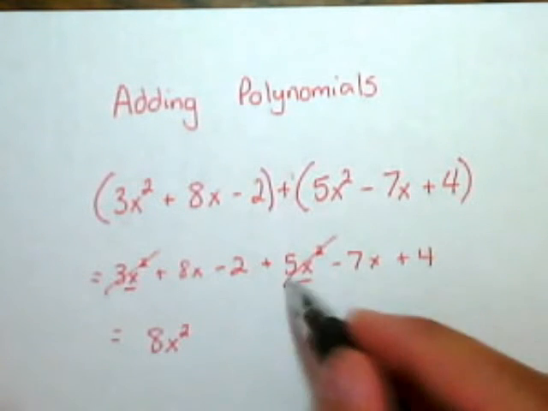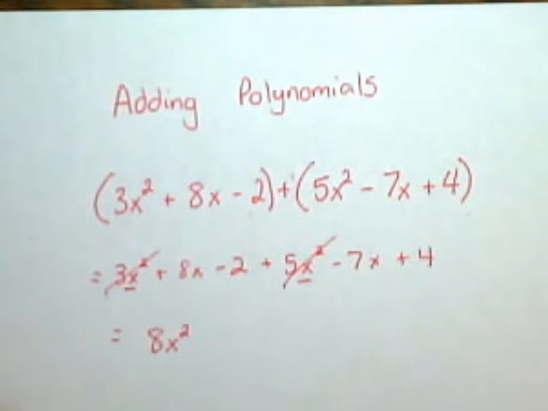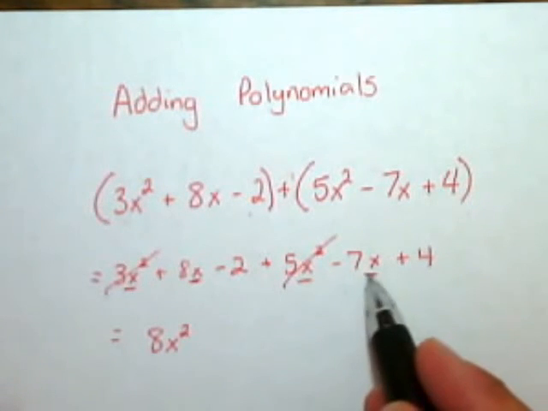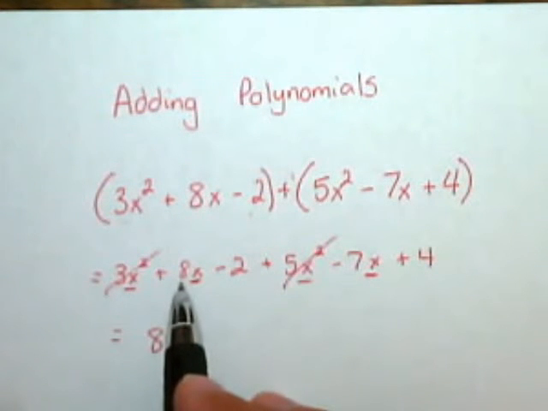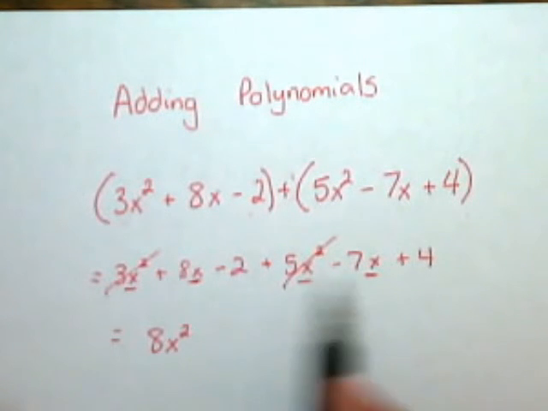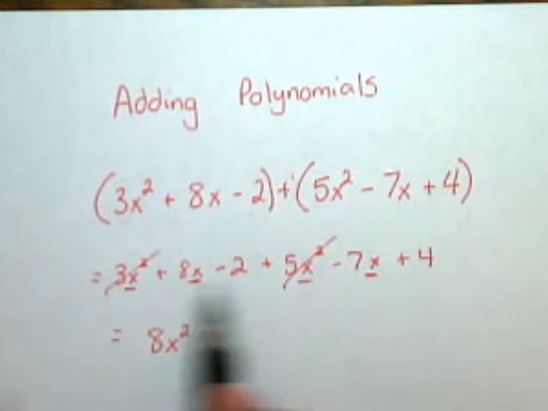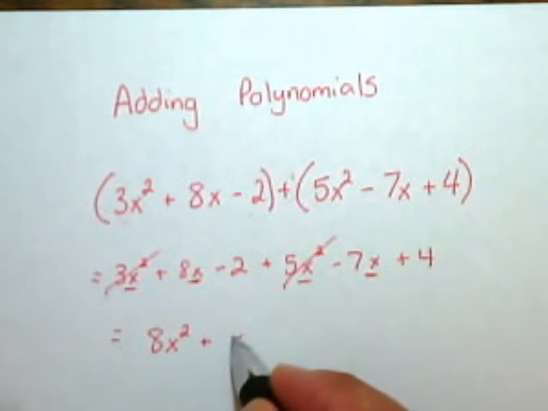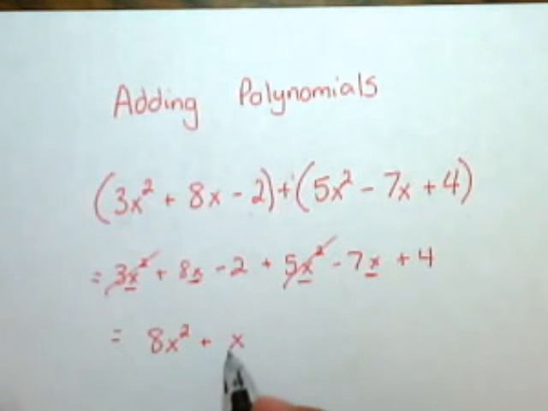Alright, so now we're done with that. That's gone. Now we look at our next like term, which would be x and x. Now I'm going to combine or add the coefficients. So I have a positive 8 and a negative 7. So 8 minus 7, or 8 plus a negative 7, which gives us a positive 1x. Now you notice I didn't put a 1 here, because it's understood that if I just have a variable, there's a 1 in front of it. If you want to, you can put a 1 here, but in mathematics, all you need is just the x.